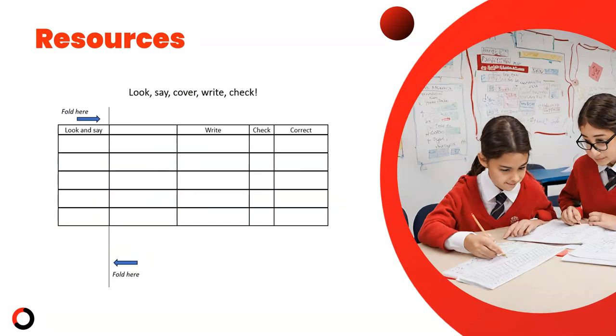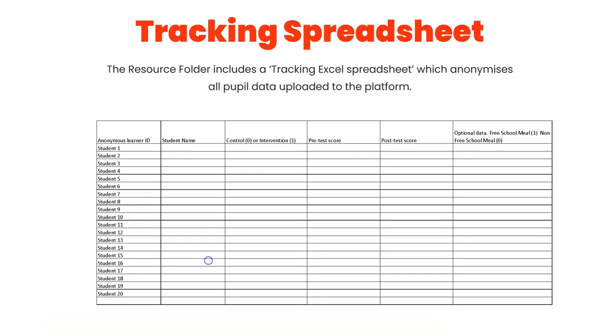In the resource folder, which you can download, we include a template, and we also include a tracking spreadsheet. The tracking spreadsheet is so that we don't collect student data onto our platform, and it's anonymized. So on here, you'll have an anonymized learner ID, which you will get from the platform, and then you just link that to a student name and then record whether it's the control or the intervention.